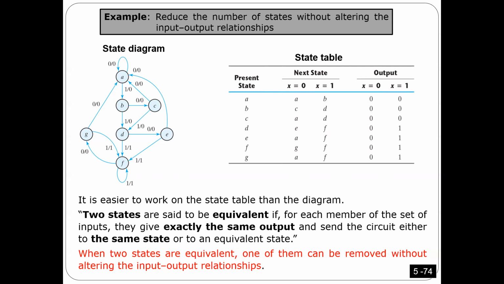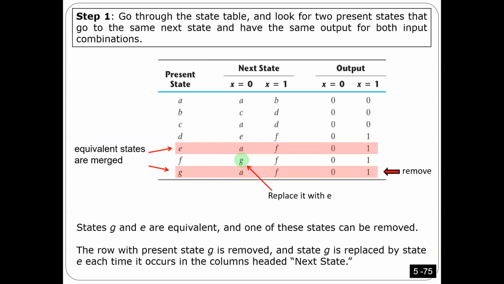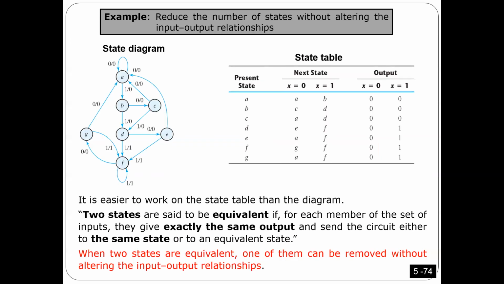For example, this is the table. It may be easier to work on the state table to find the equivalent states than working on the graph, but still, you can figure it out from the graph. So look here. If you look at state E and state G, look how they behave. If you are in state E and you got 0, you are going to go to A and the output is 0. Look at what about G? It's the same thing. So is that enough?